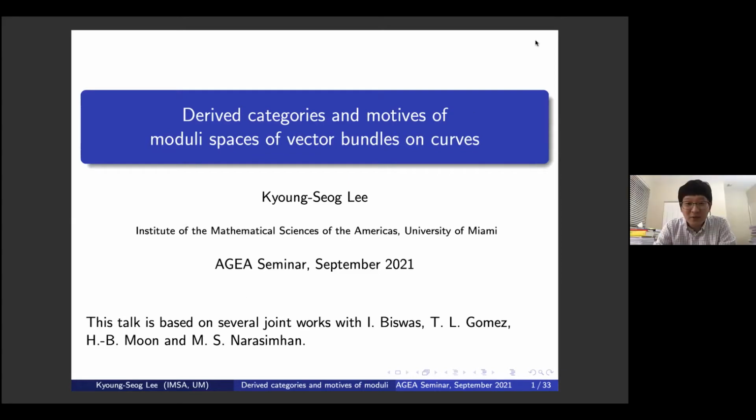So today I'm going to talk about derived categories and motifs of moduli spaces of vector bundles on curves. This talk is based on several joint works with Rane Biswas, Thomas Gomez, Han-Bon Moon and Professor M.S. Narasimhan. Okay, so let me start.